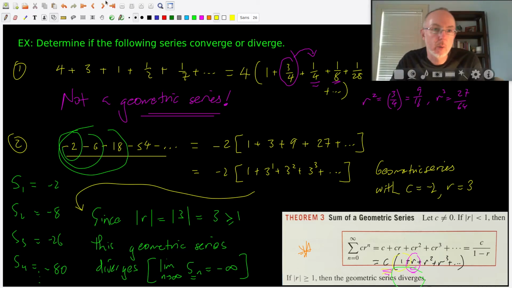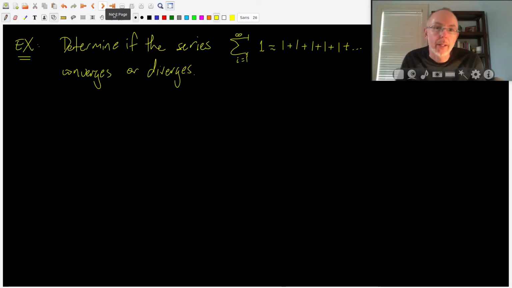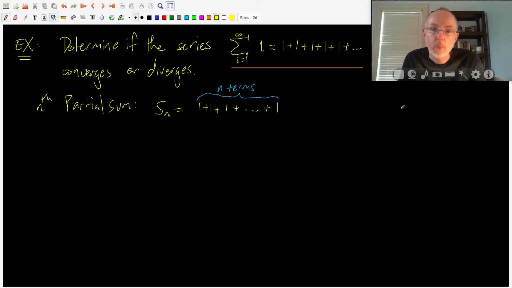All right, so let's look at another example. In this case, we've got an infinite series which is just the sum of the number 1 from 1 to infinity. So the way that we look at these things is also to always look at the nth partial sum. And remember here we're just adding 1 many times, so the first partial sum is 1 and the second partial sum is the first 2 terms, which is 1 and 1, and the third partial sum we're adding the first 3 terms, which is 1 and 1 and 1.